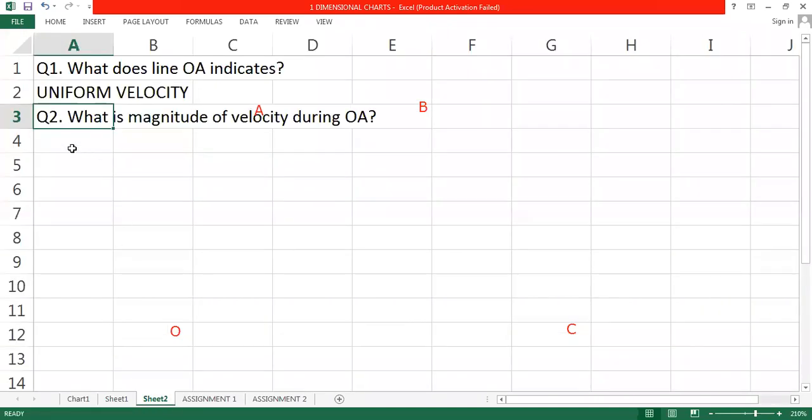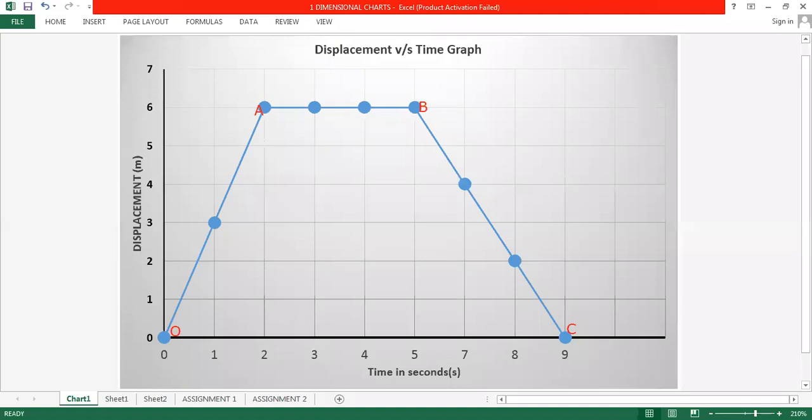Write down the next question: what is the magnitude of velocity during OA? Now, how will you find it out? If you remember, you can find it by finding the slope. Exactly. So what is the magnitude? Find the slope quickly. Look at it and find the slope of this line. Very good, Om. Very good, Avni.